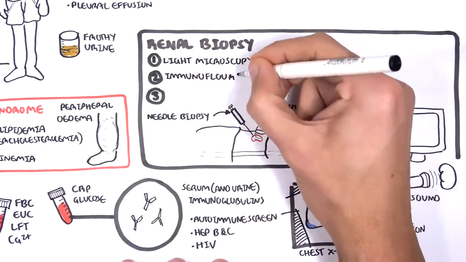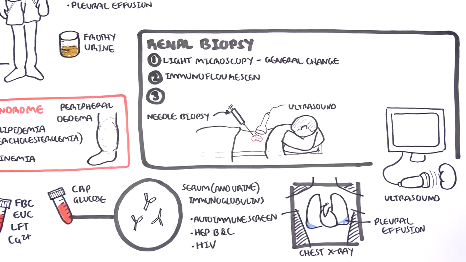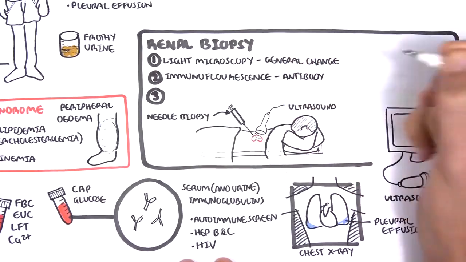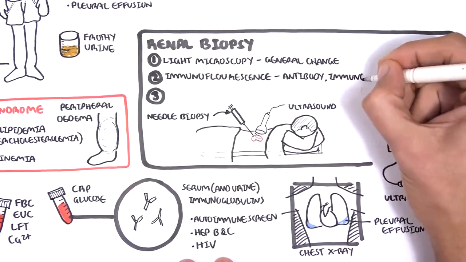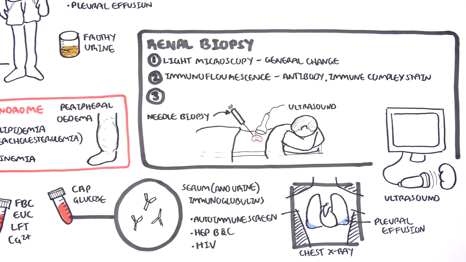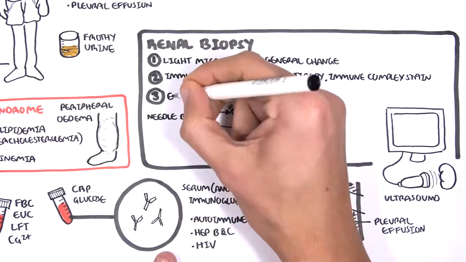2, immunofluorescence. Here, they expose the kidney tissue with specific things that will bind to antigens, immune complexes, and immunoglobulins in that tissue. Once they expose the biopsy with these tags, it will light up with immunofluorescence. And this will tell the person if there is or there isn't presence of those things they were looking for.